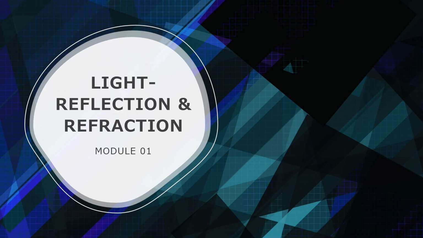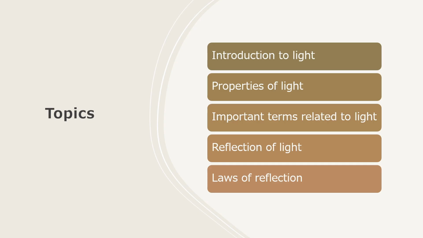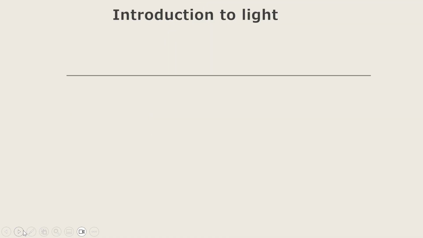So we are going to begin our first module today, of the light chapter. Today I'll be discussing some basic concepts that you have already learned in your lower grades. These are the topics that we will be recapping today. All these topics you have already learned in your previous grades. First we will see the introduction to light, then properties of light, important terms related to light, reflection of light, and laws of reflection. These are the important topics that we will be dealing with today. So let's begin with the introduction.